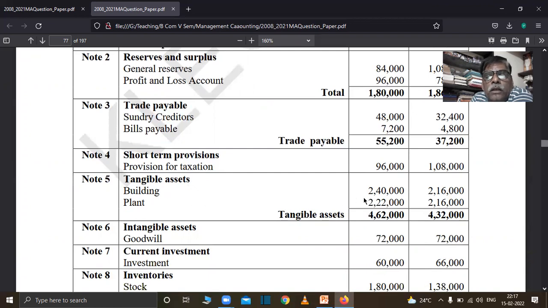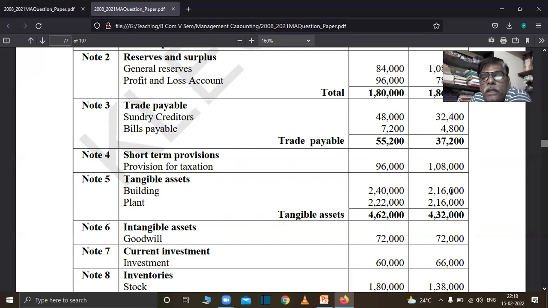Okay. Then building 2,40,000, 2,16,000. So you see here there is a difference of 24,000. 24,000 difference, decrease. That 24,000 may be sale of building or that may be depreciation.